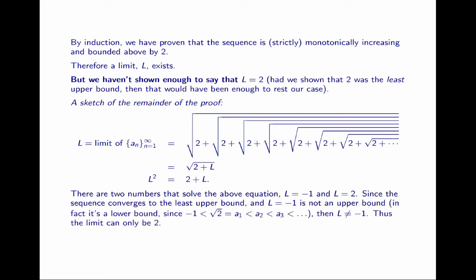But -1 can't be the limit, because we know from our proof of the first theorem shown in this lecture that the limit has to be a supremum. A supremum is an upper bound, and -1 is not an upper bound. In fact, -1 is less than all the entries. -1 is a lower bound. So then, if L can't be -1, it must be 2. So that's the idea. Now let's prove this result rigorously.